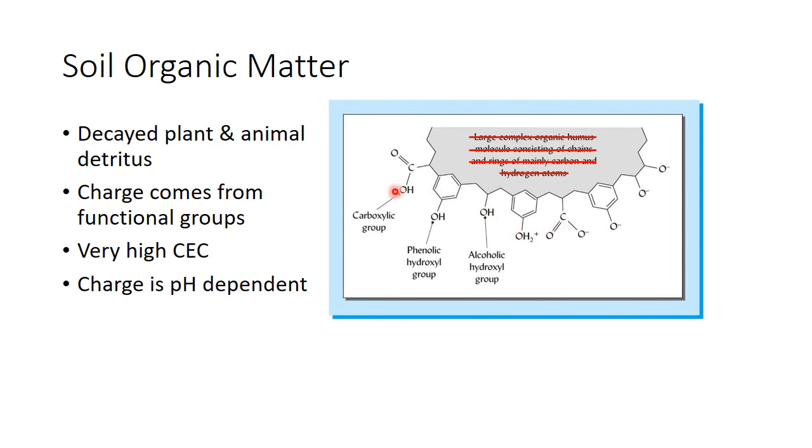So at a low pH, where there's lots of hydrogens floating around in solution, these charge sites will end up being filled with a hydrogen. But if we raise that pH, which means there's less hydrogen floating around in solution, we will deprotonate these exchange sites, and we end up with a negative charge that a cation like calcium or magnesium could adsorb onto. So these do contribute a lot of cation exchange capacity, or the ability to hold on to cations, but that CEC, that charge, is pH dependent.